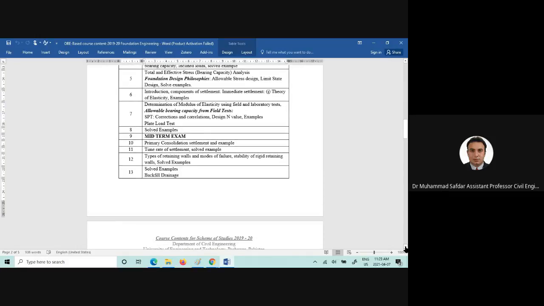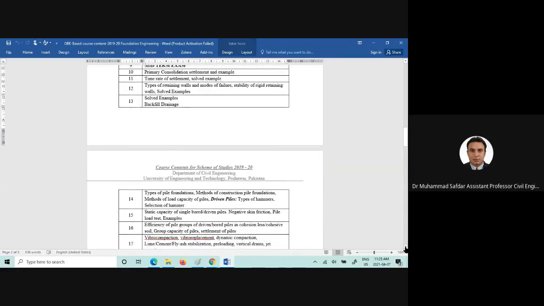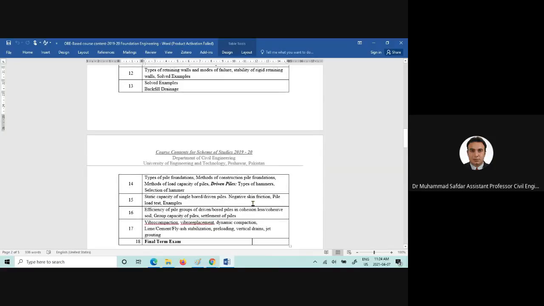After midterm, primary consolidation settlement, time rate of settlement, and how it affects the foundations, different types of retaining walls, and stability of the rigid retaining wall, backfill drainage will be our topics after the midterm. A very important topic which will be discussed, different types of deep foundations, and in deep foundations we will discuss types of pile foundations, methods of construction of the pile foundations, how the load capacity of the piles are derived, and how we can find the bearing capacity of the piles, driven piles, types of hammers, selection of the hammers to construct or install the pile foundation will be focused after the midterm.